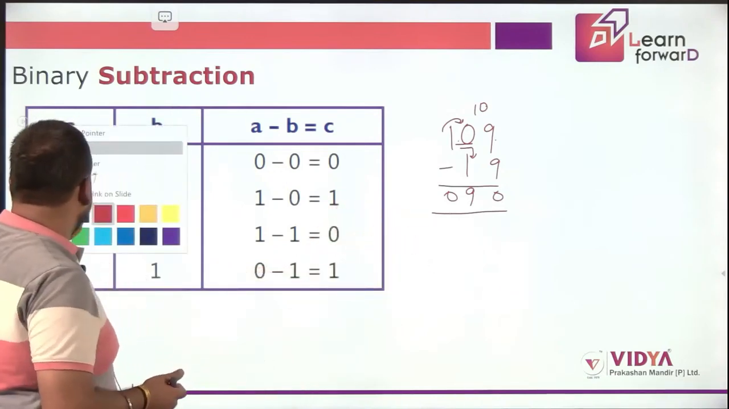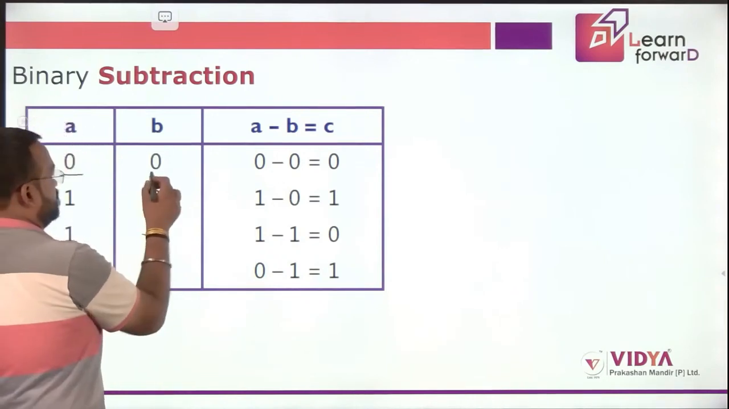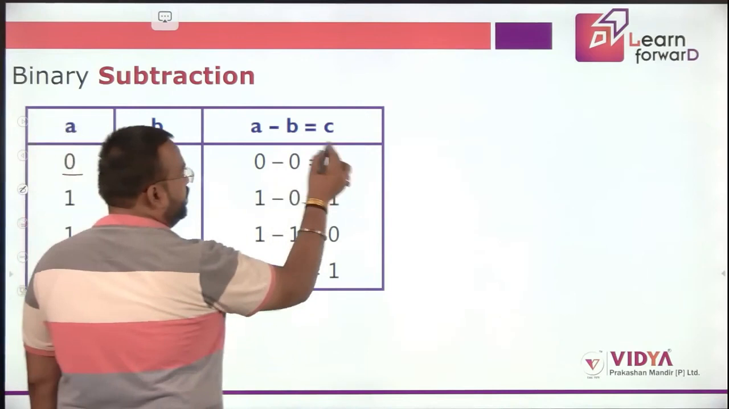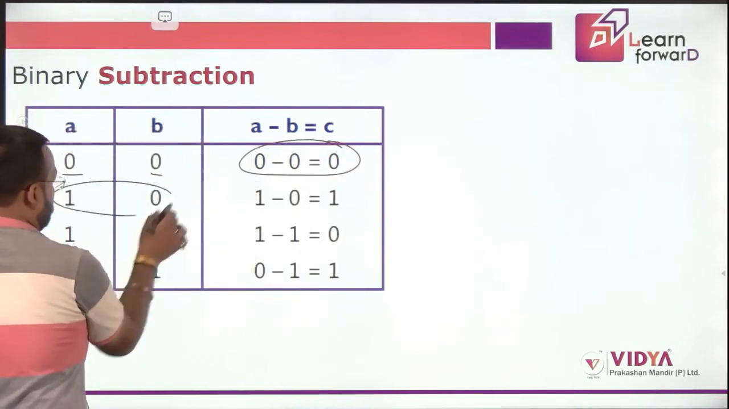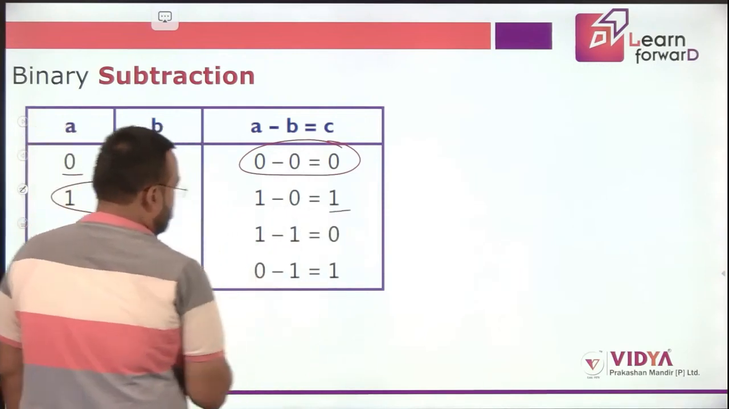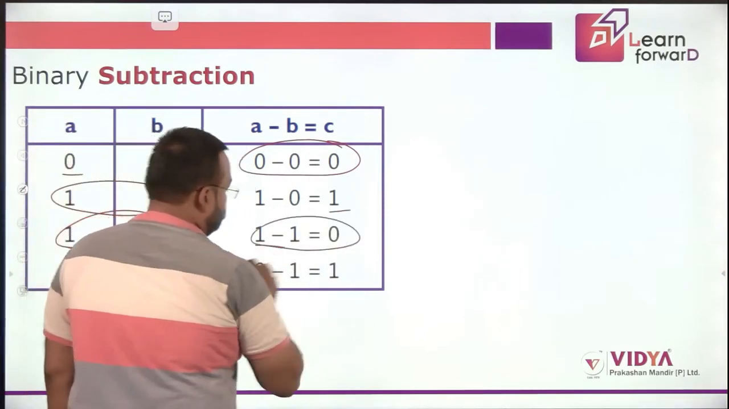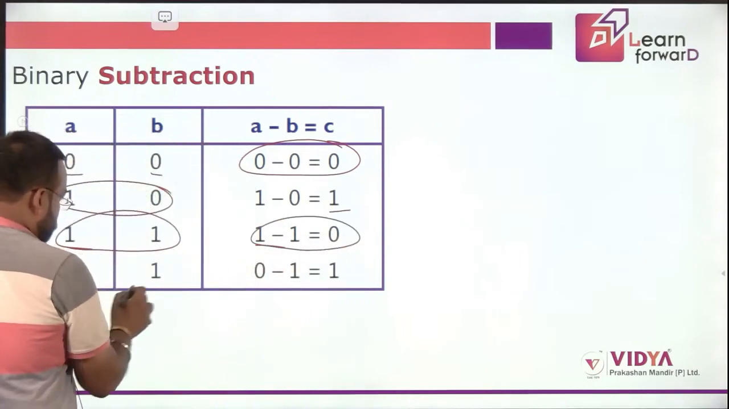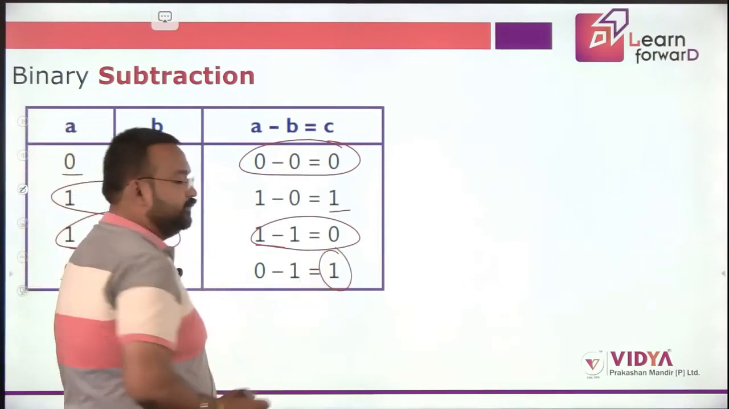Now let's see how it works in binary arithmetic. So if you minus 0 from 0, then it would be 0, that's obvious. If you minus 0 from 1, then it would be again 1. If I minus 1 from 1, that would become 0. But when I minus 1 from 0, then again it would be 1.